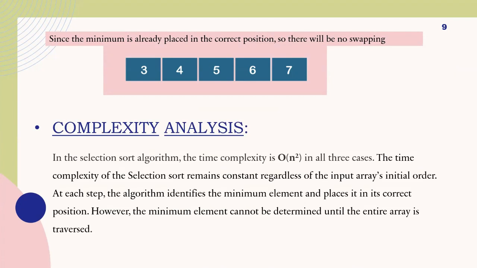Coming to the complexity analysis, it refers to the technique that characterizes the time taken by an algorithm with respect to the input size. So as the input size of an array increases, the time complexity of an algorithm will also increase. For the selection sort algorithm, the time complexity is big O of n square in all the 3 cases. The time complexity of the selection sort remains constant regardless of the input array's initial order. At each step, the algorithm identifies the minimum element and places it in its correct position. However, the minimum element cannot be determined until the entire array is traversed.